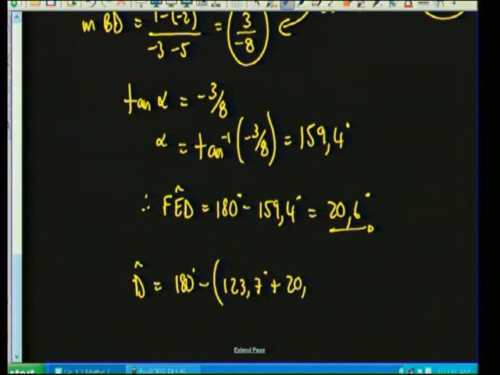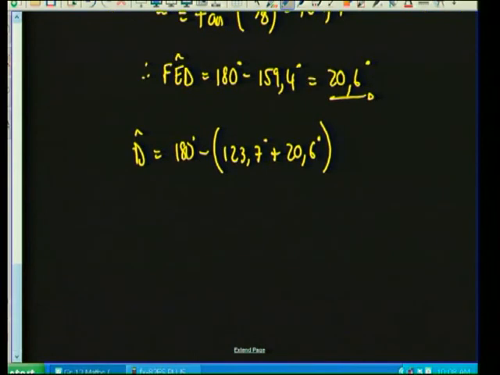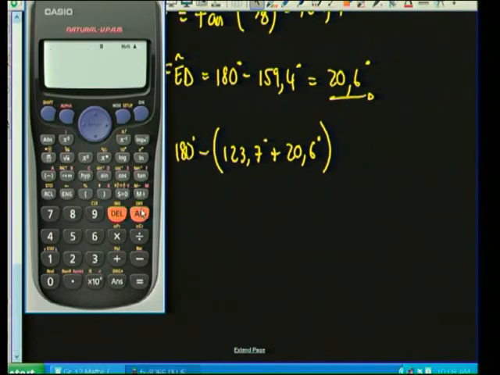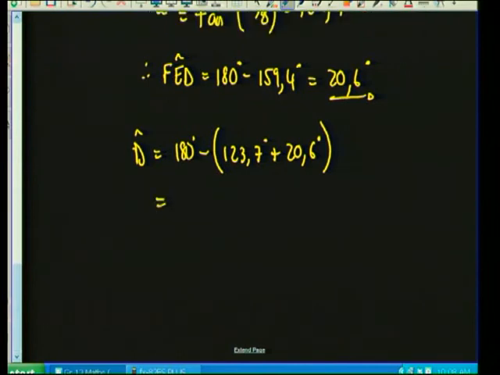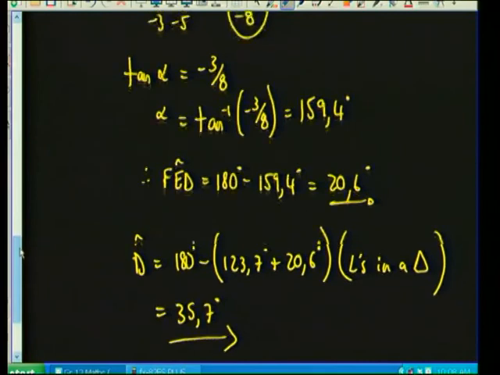Plus 20.6. Okay, I'm going to put that in a calculator. It just looks like there's some nasty fractions. So what have I got? I've got 180 minus, open brackets, 123.7 plus 20.6. Get to my answer, and that's going to give me 35.7. And so that would then be the final angle, 35.7. I just wanted to let the examiner know why I was doing all of this. So I'm saying this is angles in a triangle, angle sum of triangle, and there I found all three angles.